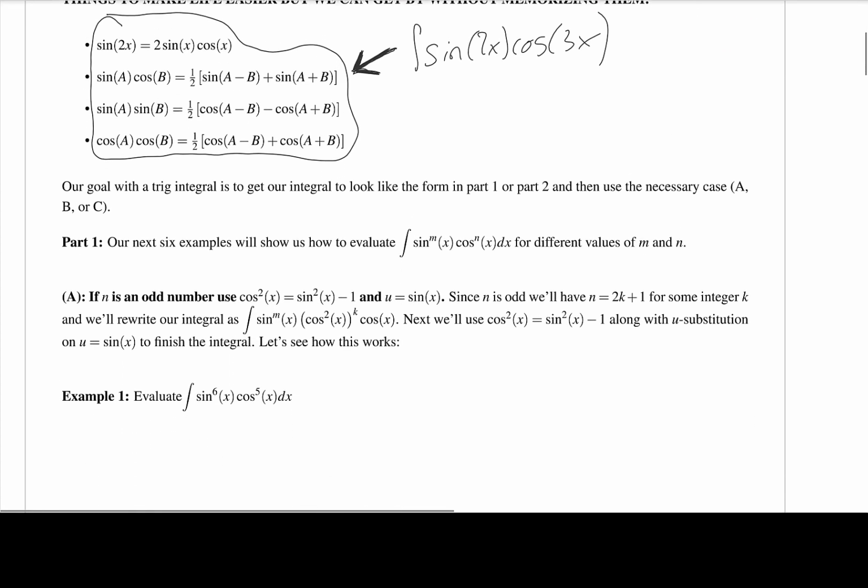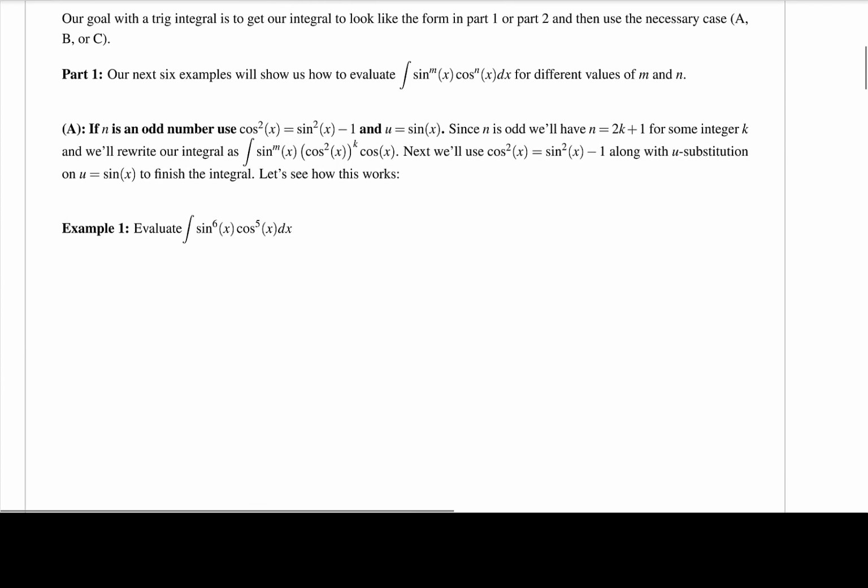Alright, so our goal with trig integrals is to get our integral to look like the form in part 1 or part 2, and then use the necessary case A, B, or C. What I mean by that is part 1 of these notes are going to contain integrals that look like this right here, where it's going to be some power of sine times some power of cosine dx. And then our cases A, B, and C, we'll know whether to use A, B, or C depending on whether these powers are odd or even.